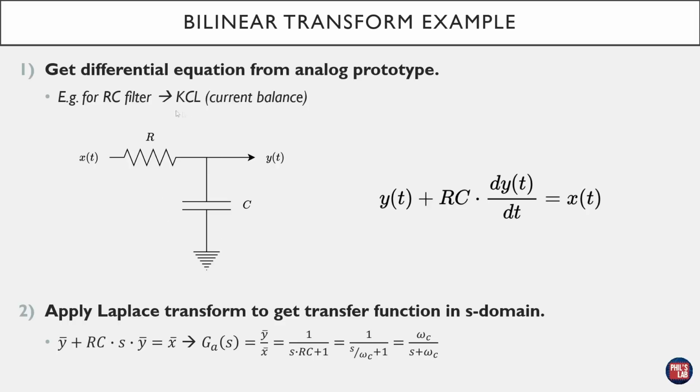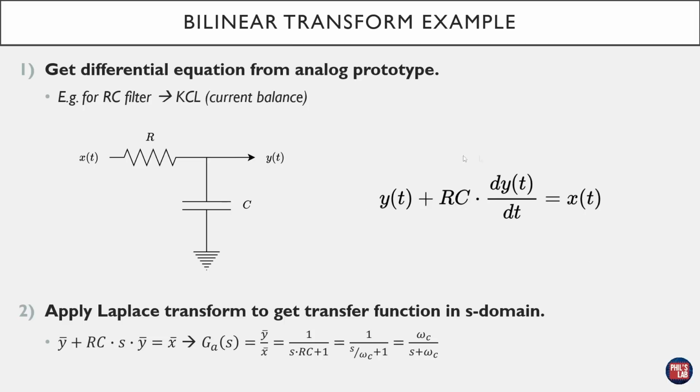All we have to do is apply Kirchhoff's current laws. So a current balance: the current through the resistor is equal to the current through the capacitor, which we can write as (x minus y) divided by R as the current through the resistor, is C dy/dt, which is the current through the capacitor. Rearranging that, we get to this differential equation, y plus RC dy/dt is x.